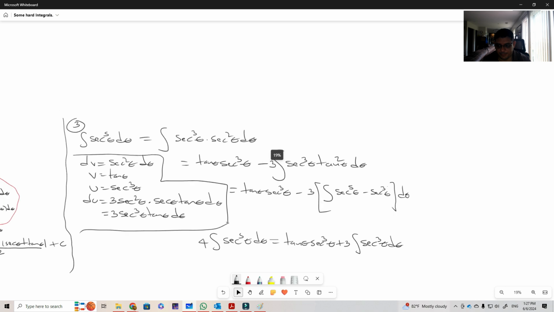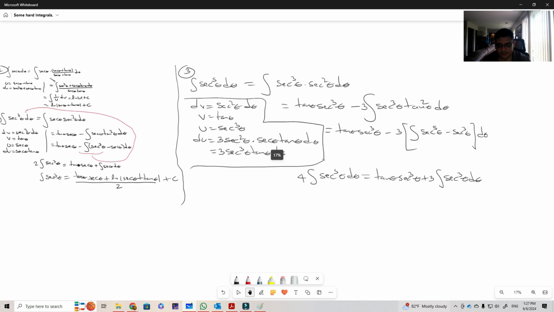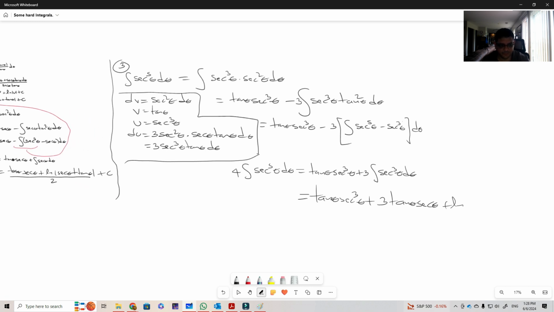And I'm going to plug in what I'm getting from the other integrals. Notice that I got this here. So this will be tangent secant cubed of theta plus 3 times tangent of theta secant of theta plus the log of secant of theta plus tangent of theta. And this part is over 2. Okay? And plus c, of course.